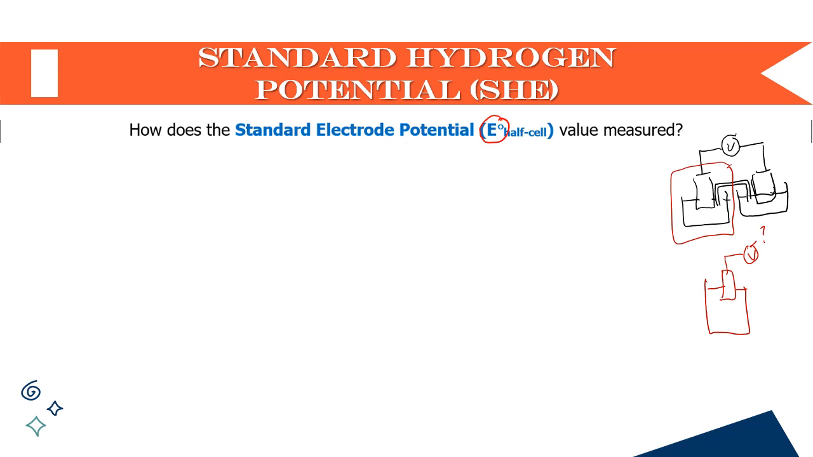No. Why? As you can see from the drawing itself, it is not complete. When you don't have a complete circuit, we will not know exactly what the value of electron flow is. So thus, we cannot determine what volt we're going to get. So how are we going to measure this?